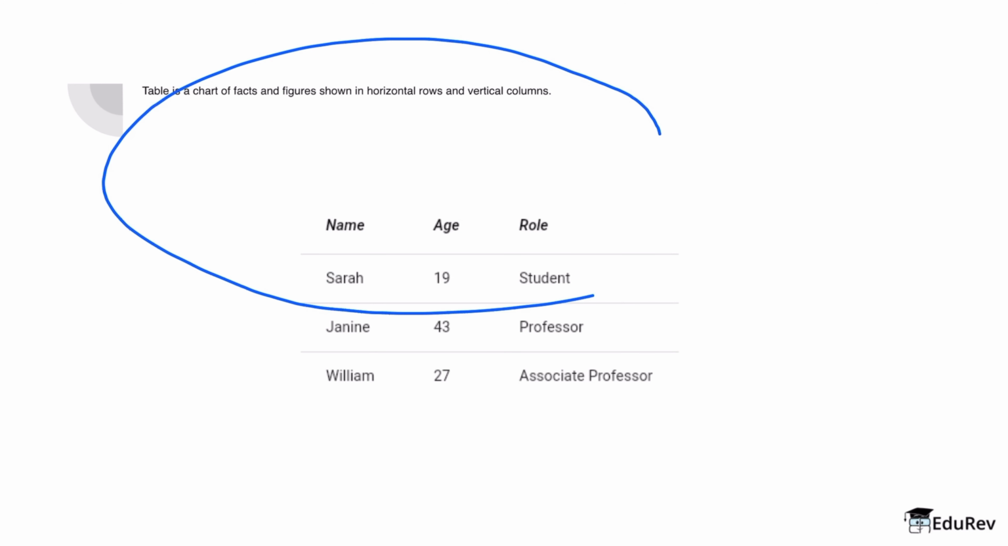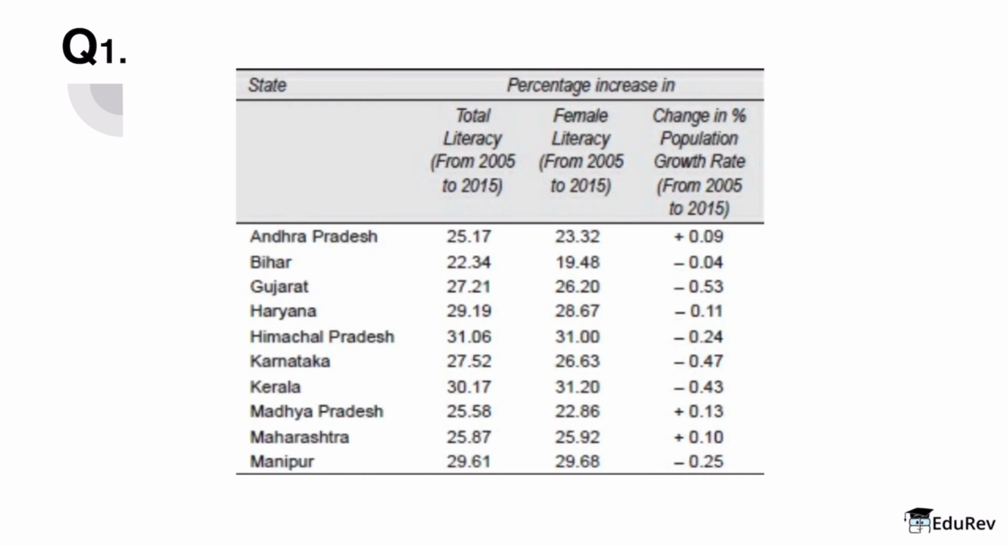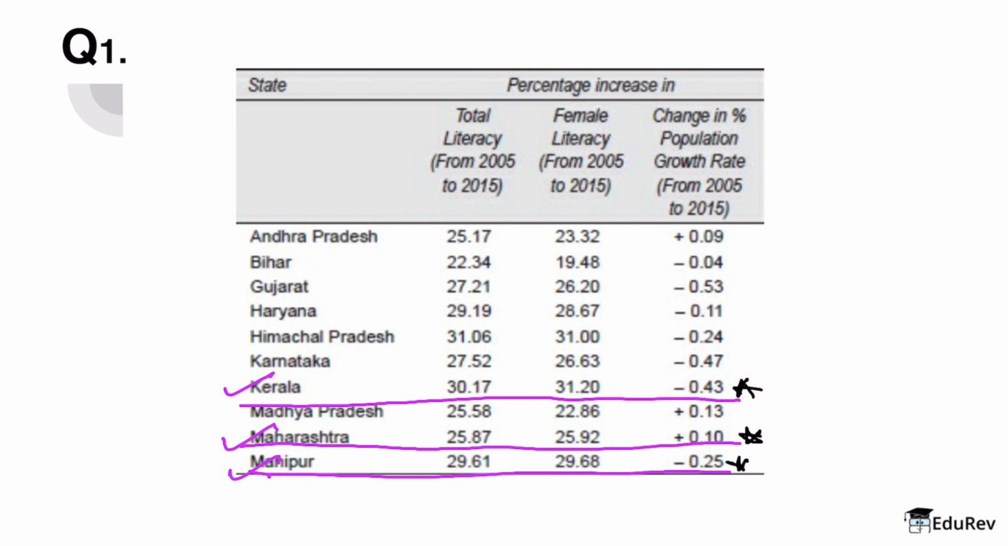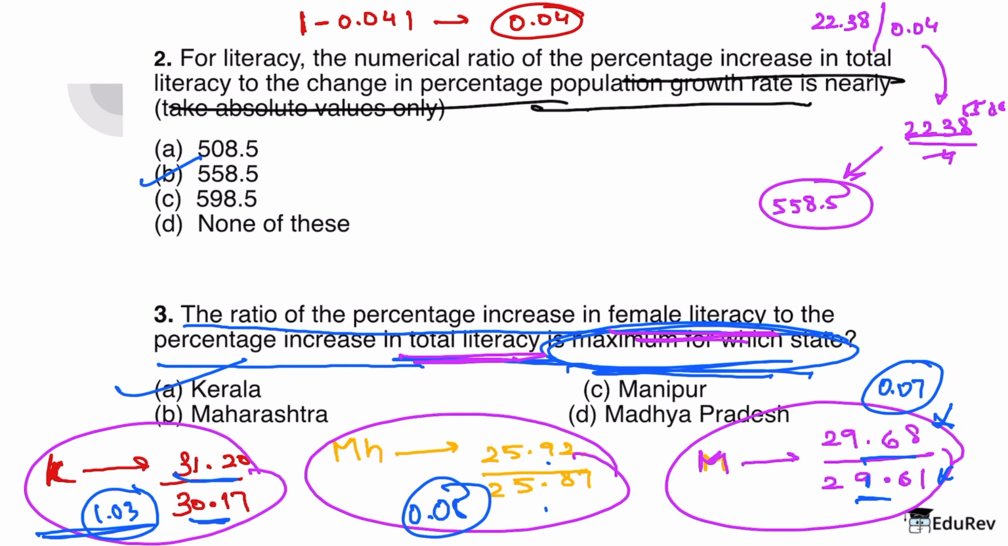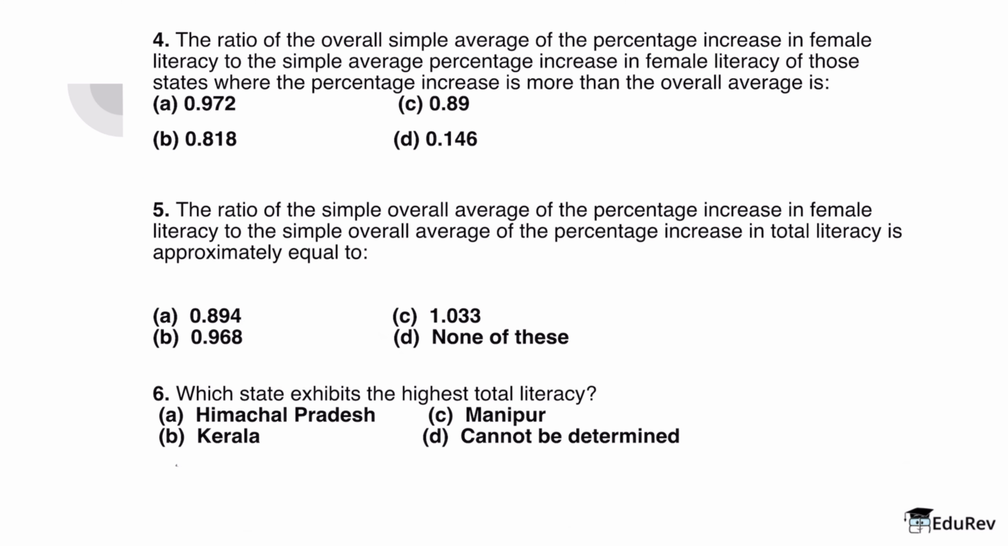Then we studied what tables are, what rows and columns are, and we got to know all these things about variables. Then we came to question number 1, in which we first discussed what is given in the table, and then we dived into the question. We did question 1 first, whose answer was C, and then question 2, whose answer was 558.5, and question 3, whose answer was Kerala. As simple as that. Now coming to question number 4.